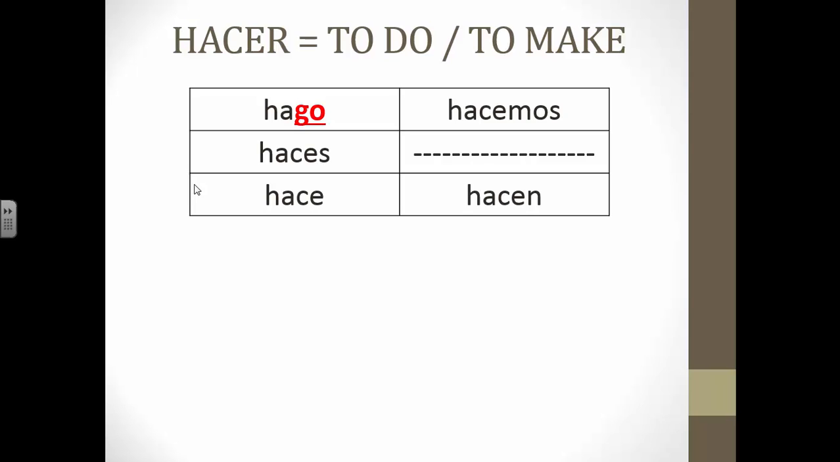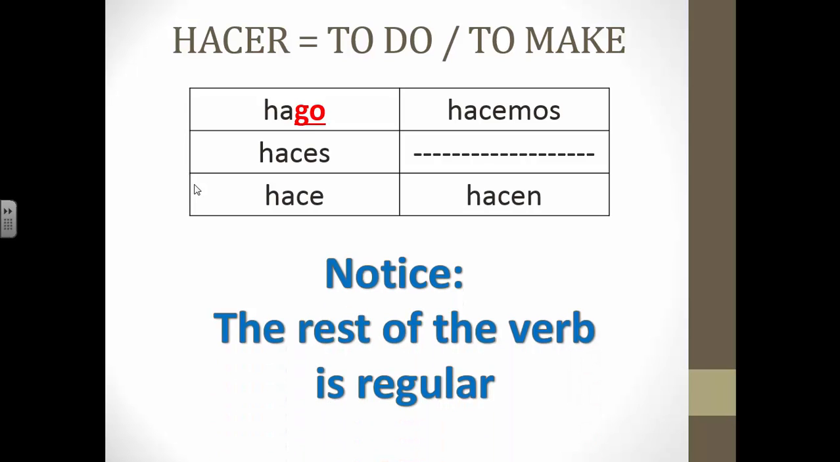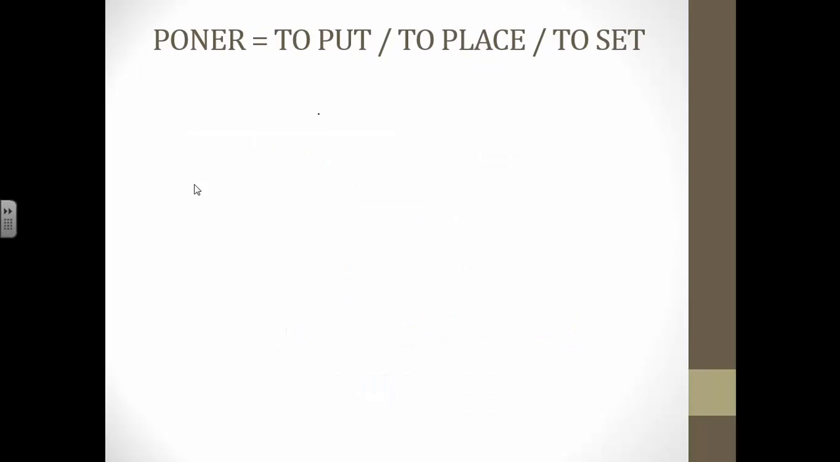Okay, so let's go through these. We have hago, haces, hace, hacemos, and hacen. Notice the rest of the verb is regular. Okay, so it's the yo form that's weird. You have to memorize that.